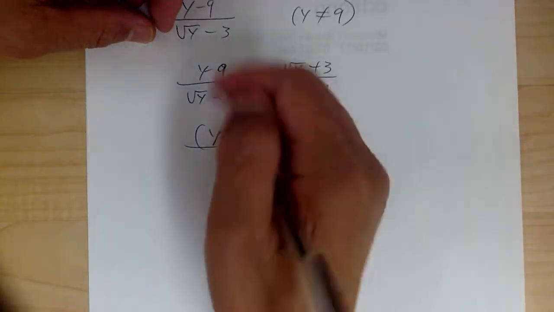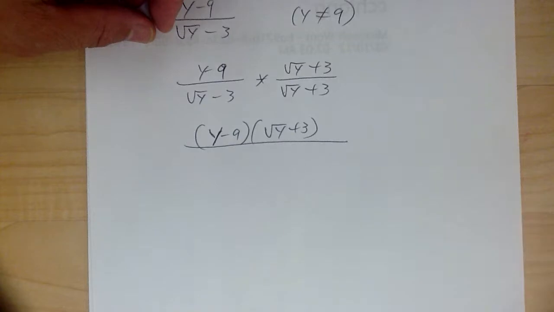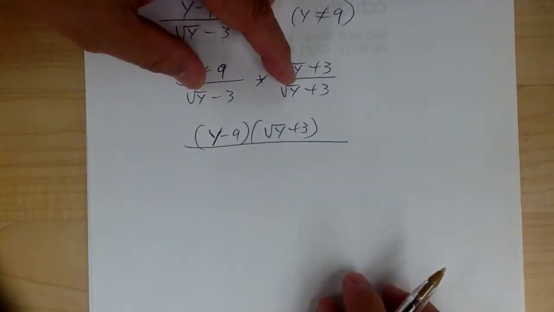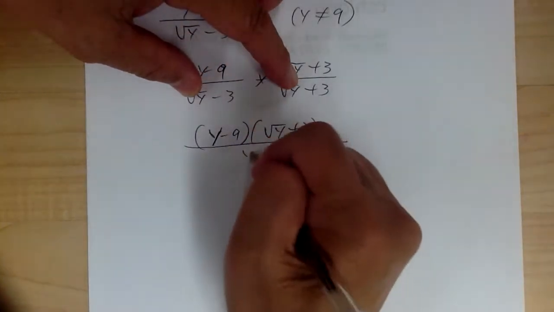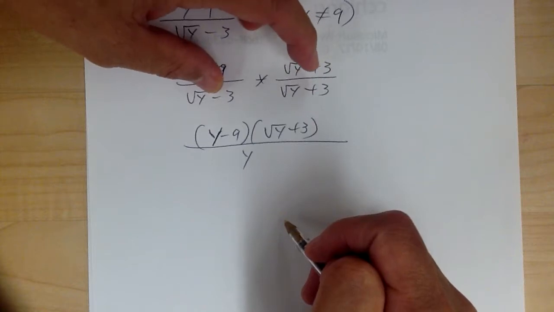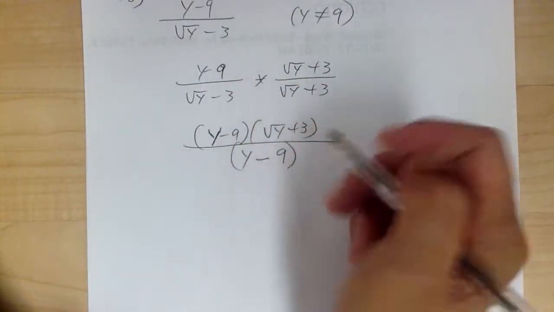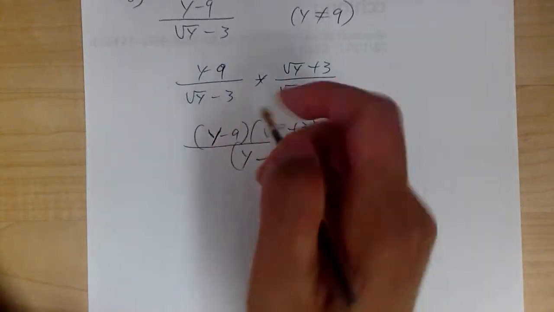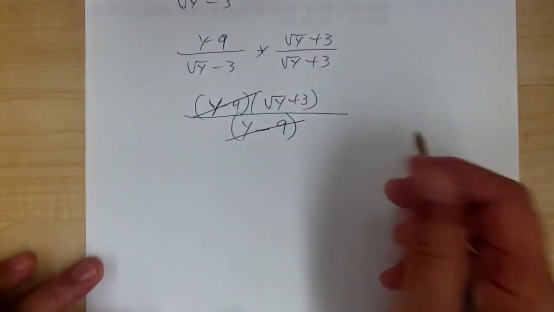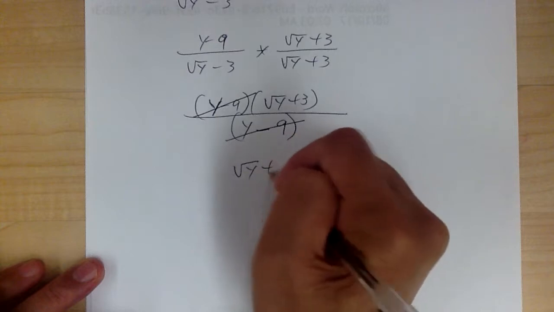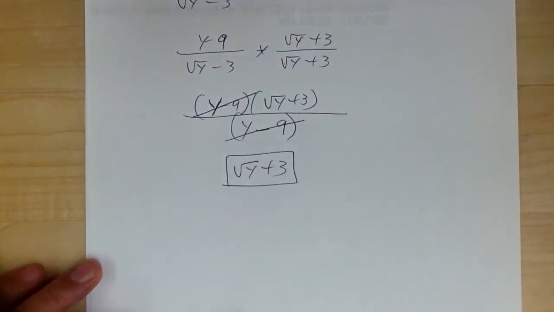So do not multiply the top, or else you're going to get a big mess. So multiply the bottom. So this will be a y. Minus times plus is a minus. 3 times 3 is 9. Okay? And again, if you notice, you got y minus 9, so they cancel out. See how nice? So your answer would be square root of y plus 3. Okay?